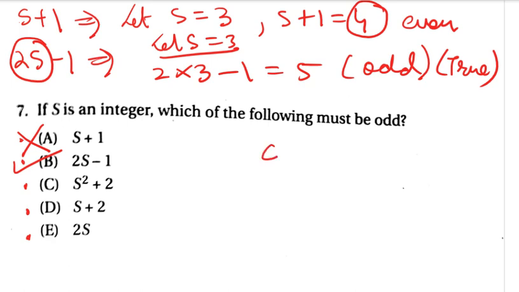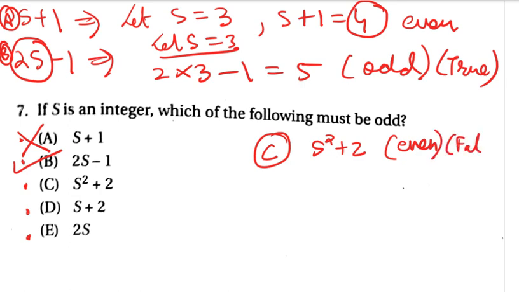Let's go on to the next one, option C. Option A, option B, option C. In option C, what is happening? You have S square plus 2. No matter what number you put over here, you will always get even. Hence this is not true, it's false. So this one got cancelled out.